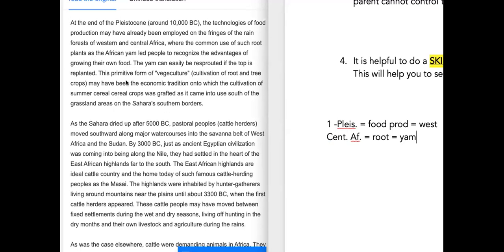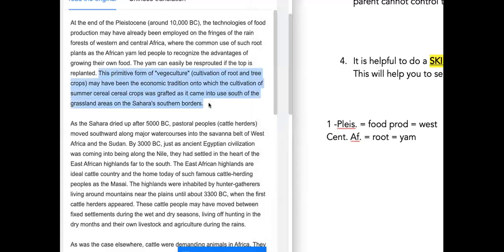Now, because this is an intro, paragraphs are really important for a main idea because they set us up for the whole passage. So this is a great place to find a main idea. So that's why I'm going to spend a little bit more time here, and I'm going to read a little bit more. The yam can be resprouted. This primitive form of veggie culture, cultivation of root and tree crops, may have been the economic tradition onto which the cultivation of summer cereal crops was grafted as it came into use south of the grassland areas of the Sahara's southern borders.